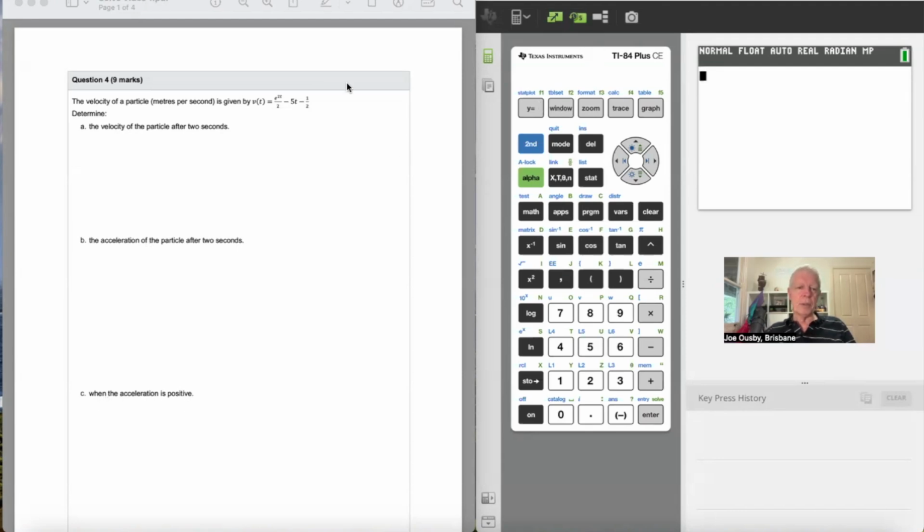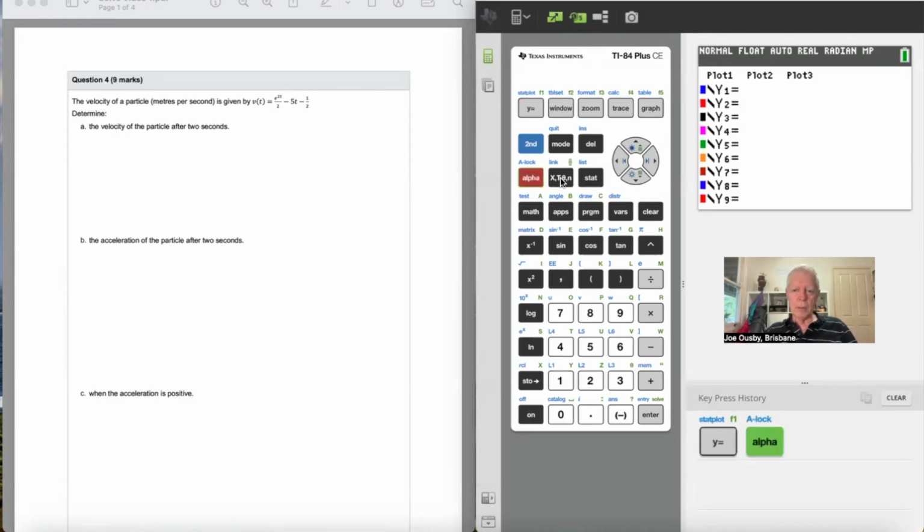Now, my approach with my students is always to say, whenever you're in a tech active question and they give you a function, put it straight in the calculator. That would not necessarily be in a multiple choice question, but certainly whenever there are a few marks going, it would be recommended. So what I'm doing is entering that in.